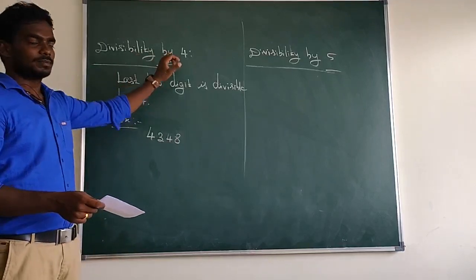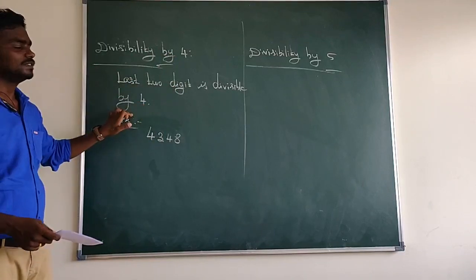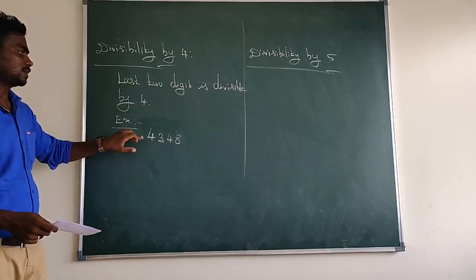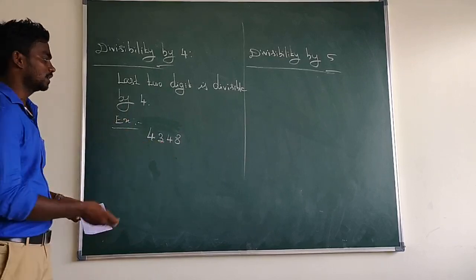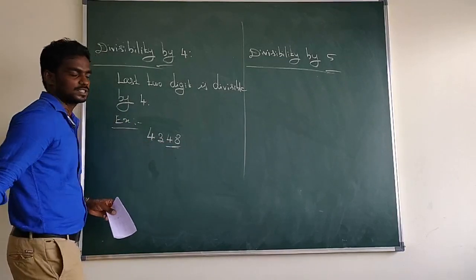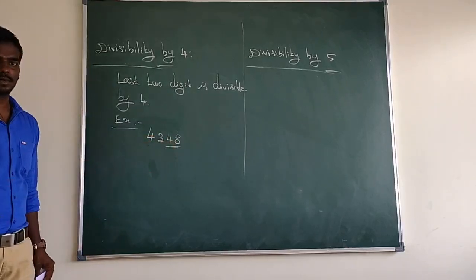Next one is divisibility by 4. What is the concept for divisibility by 4? If the last two digits are divisible by 4, the number is divisible by 4. For example, 4348. How do we check whether the number is divisible by 4 or not? We consider the last two digits. The last two digits are 48. 48 is divisible by 4.